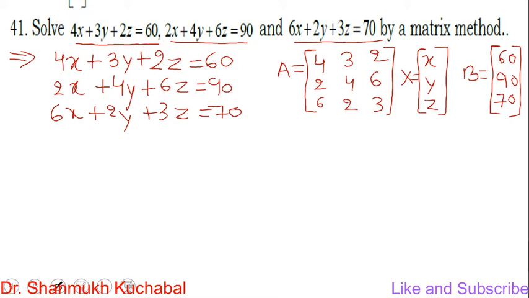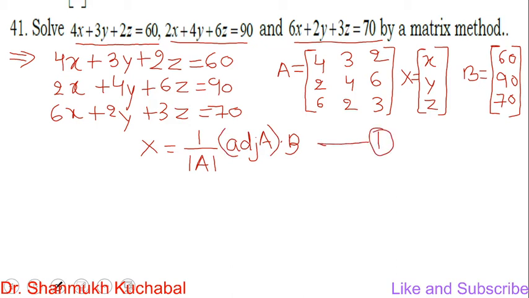So in order to find the value of x, y, z, we have to use one formula, that is X equal to 1 divided by determinant value of A into adjoint of A multiplied by B here. I call this particular equation as equation 1 here. So now we'll find the determinant value of A. So determinant value of A, we have to expand this. For that I have to take plus, minus and plus here.